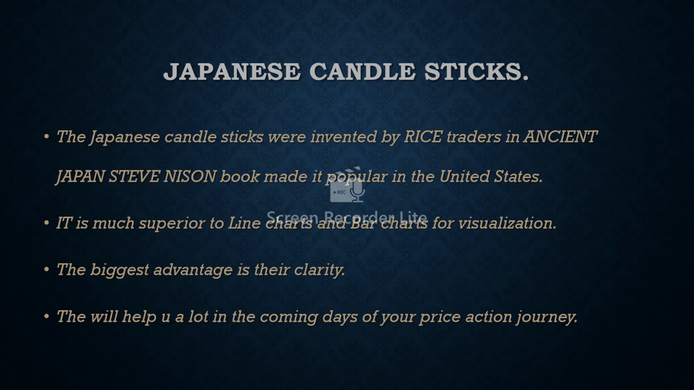And now I talk about price action. What is its birthday? Where is it from? How did it start? Okay, let's go. Japanese candlesticks. The Japanese candlesticks were invented by rice traders in ancient Japan. Steve Nison's book made it popular in the United States. It is much superior to line charts and bar charts visually.